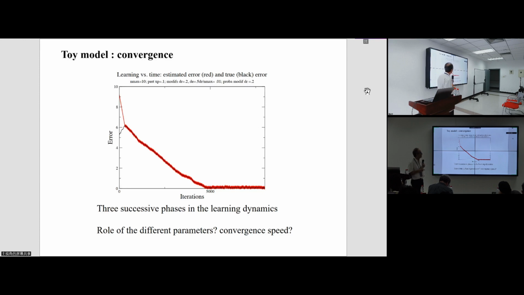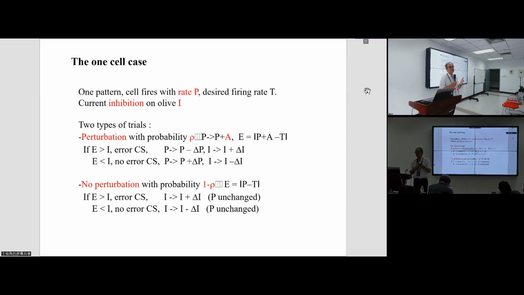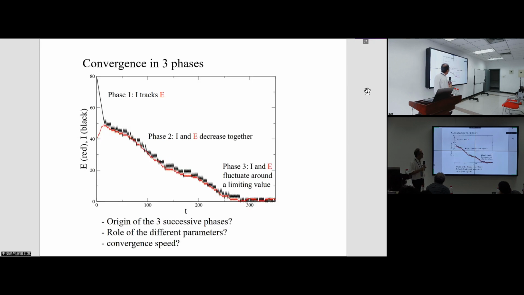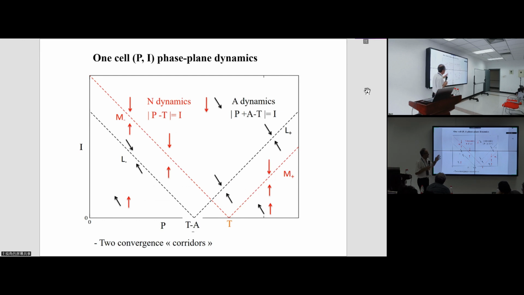You can look at it, so in the one cell case, it's quite easy to see. You would have 2 types of trial. Either you perturb or you don't perturb, and each time you change the error or not. And it's the same thing for one cell, very easy to do. Then you can try to plot what you have here. If you look in this I firing rate plane, you have 2 variables, your estimate of the error and your firing rate.